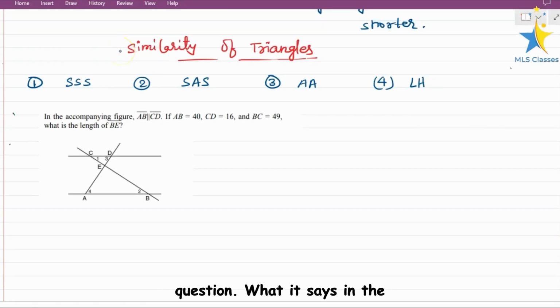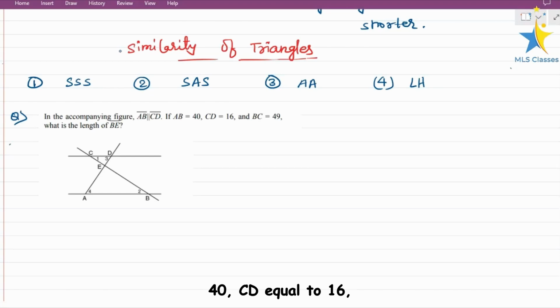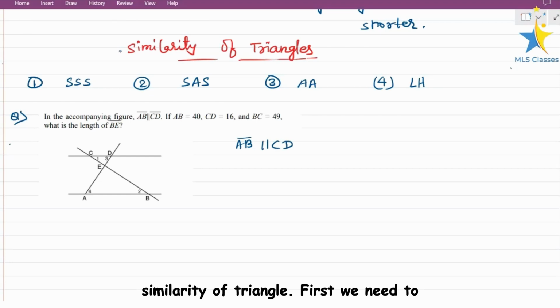What it says: in the accompanying figure, AB is parallel to CD. If AB is equal to 40, CD equal to 16, BC equal to 49, what is the length of BE? So first of all, it's given that AB is parallel to CD. Before using the property of similarity of triangles, first we need to know whether these two triangles are similar or not. You can see there is nothing written in the question about which property we have to use, so you will have to identify by yourself which property you are going to use.